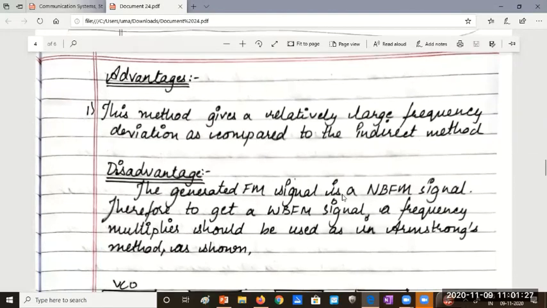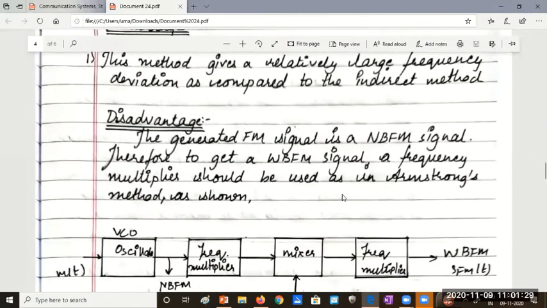But the disadvantage is the FM signal which is generated will be narrow band FM. It's not a wide band FM. But I told you in practice, all the FM signals which we use for any transmission would usually be wide band FM signals. Narrow band FM is not useful to us. That is only for study purpose to understand what it is. But normally we try to use wide band FM in all our analysis and FM transmissions. We always use wide band FM.